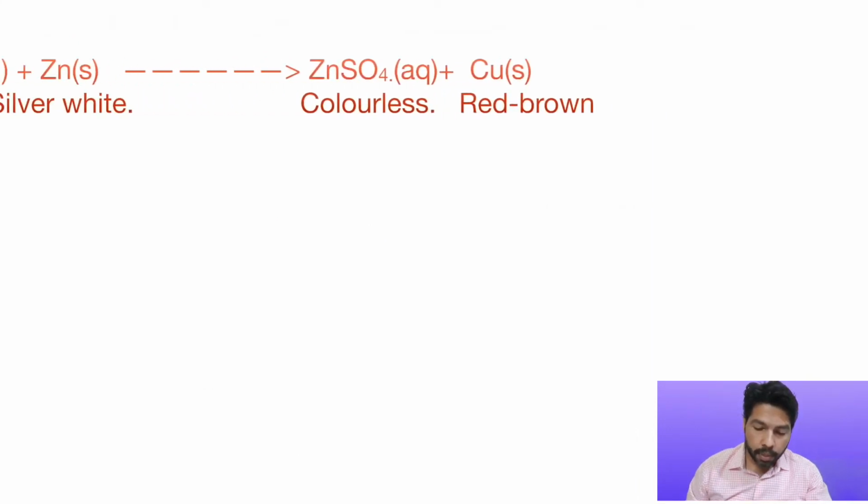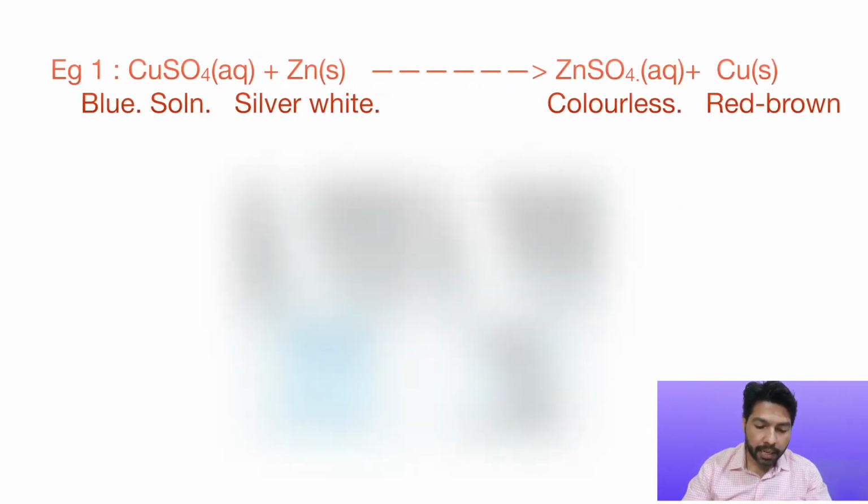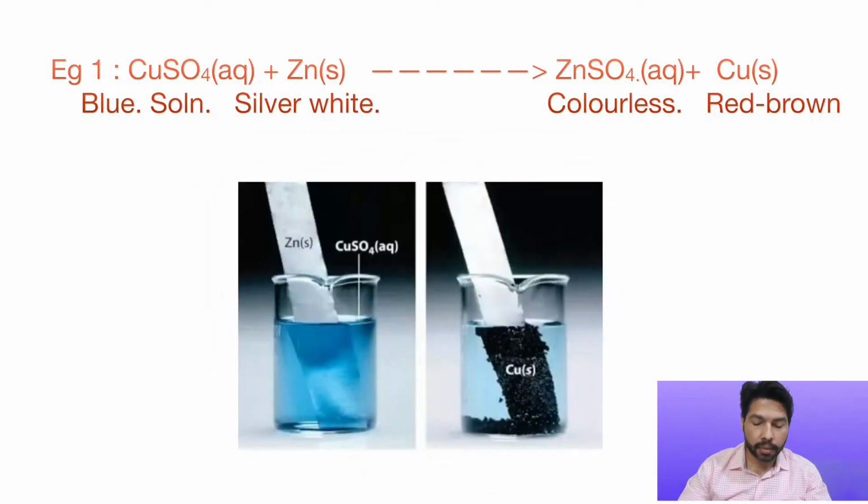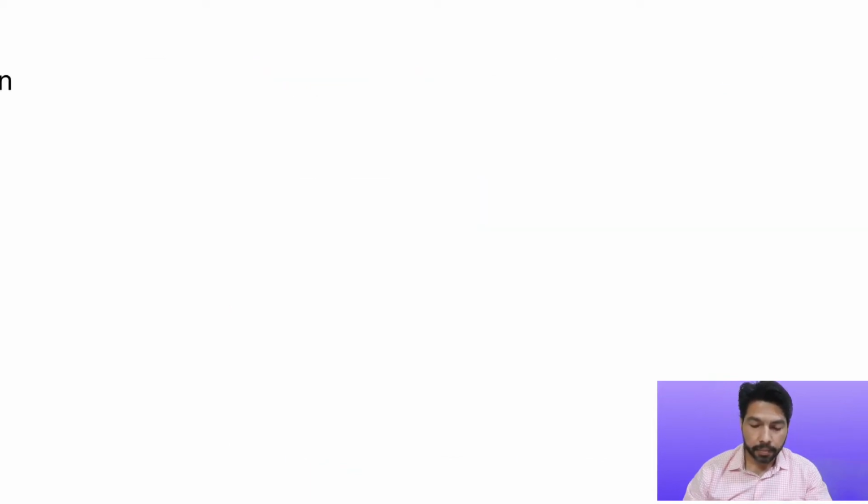First example: you can see that copper sulfate is reacting with zinc. Copper sulfate is blue in color, zinc is silver white. When they react, zinc, being more reactive, displaces copper from its solution, forming zinc sulfate, which is colorless, and copper, which is red brown. You can see in the picture below that red brown copper is collected on zinc.